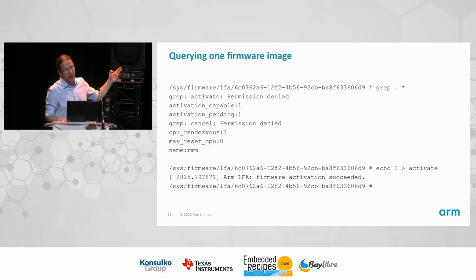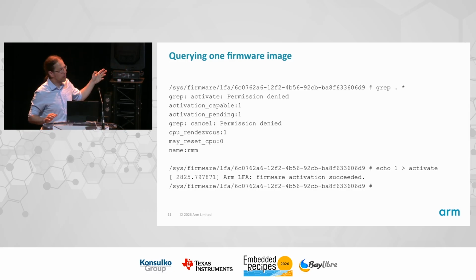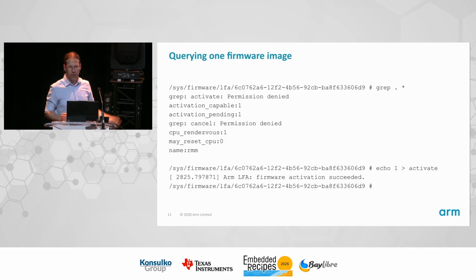And then for convenience, I added a list of known GUIDs in the kernel that associates names with them, just for convenience for people who don't memorize that 6C07 is, of course, RMM. You have that. And if you want to do that, actually, then you just echo 1 into the activate sysfs file, and then it magically does all the stuff for you and returns, and then you run with the updated firmware.